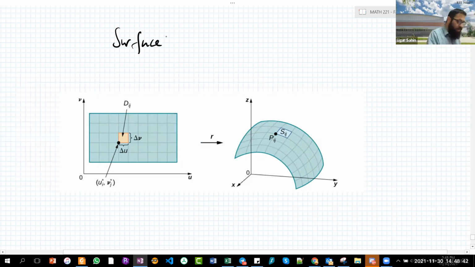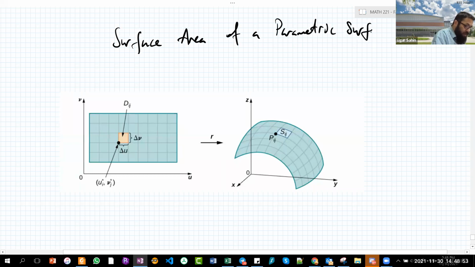So now we are going to discuss the surface area problem, guys. Surface area of a parametric surface. So what I want to do is find the area of the surface given here. If you would like to find the surface area, here you see one of the examples.